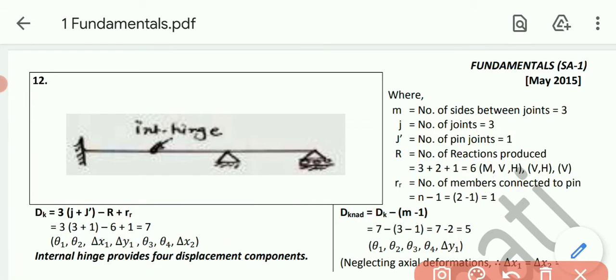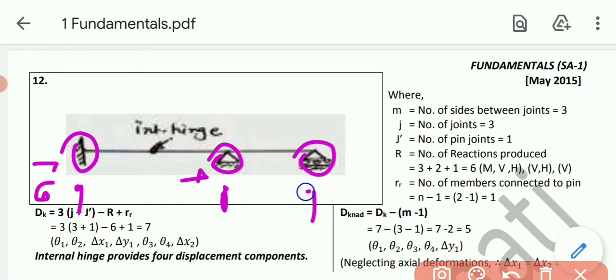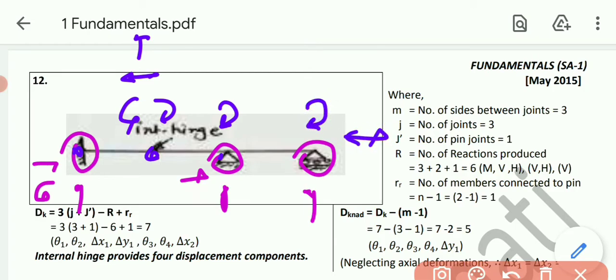See, this answer 7, I have already discussed before also. See, the number of reactions produced, these are the 1. So the remaining ones will be displacements, simple. In this one, hinge is there, so theta 1, theta 2, horizontally delta x, vertically delta y1. Now in case of hinge support only rotation is produced, theta 3. In case of roller support, rotation as well as horizontal displacement is produced. So 4 plus 1 is 5, plus 2 is 7. See, these are the answers.